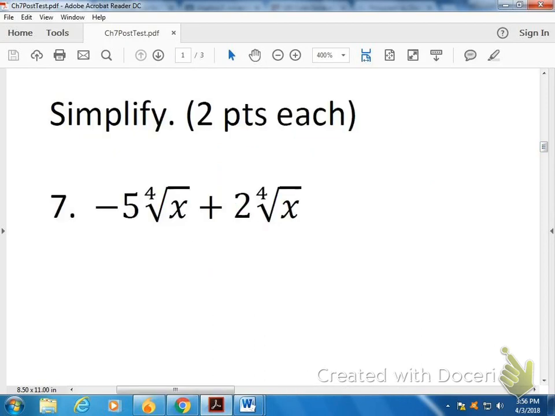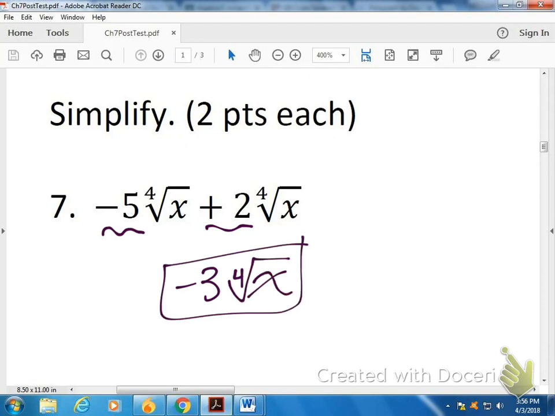So in this problem, notice that the like terms are the same. They're both the fourth root of x. So we're just going to take negative 5 and add 2, getting negative 3 times the fourth root of x.